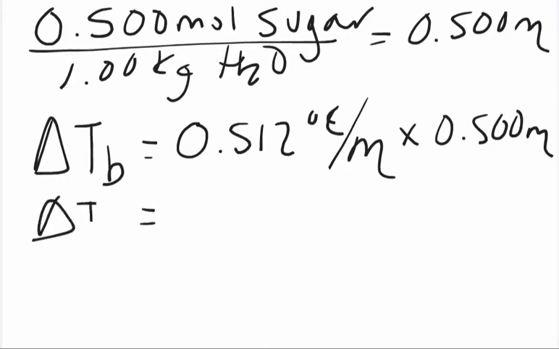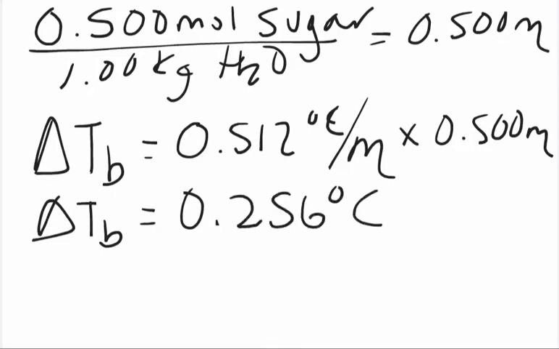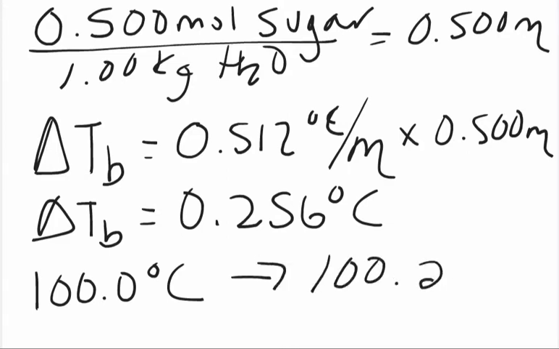And we find that the boiling point elevation would be 0.256 degrees Celsius. So that means if water normally boils at 100.0 degrees Celsius, and you add enough sugar to make a 0.500 molal solution, then you have a new boiling point of 100.256 degrees Celsius.